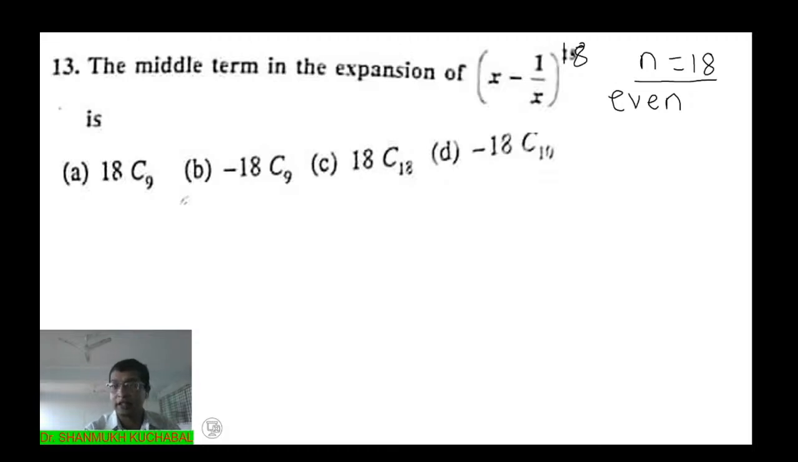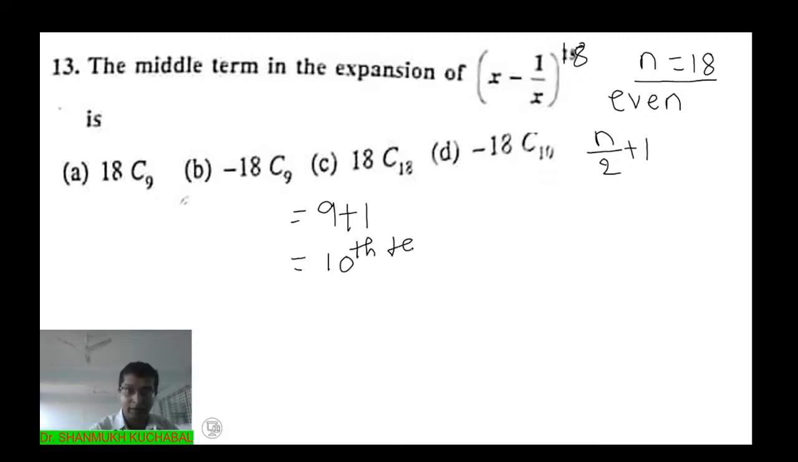Okay, next, the middle term is given by the formula n/2 + 1. Further, I write the value of n as 18. It is 18/2, that is 9, plus 1. Okay, that we get as 10 here. So the 10th term is the middle term here.